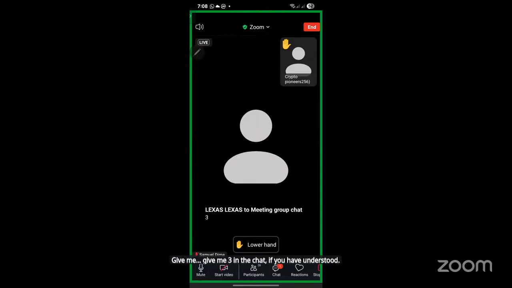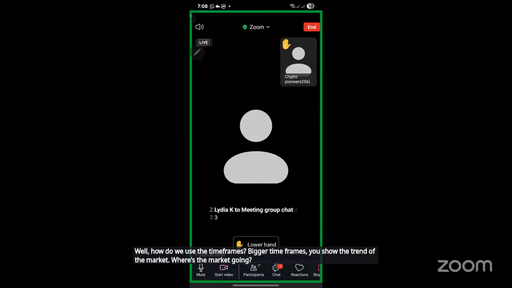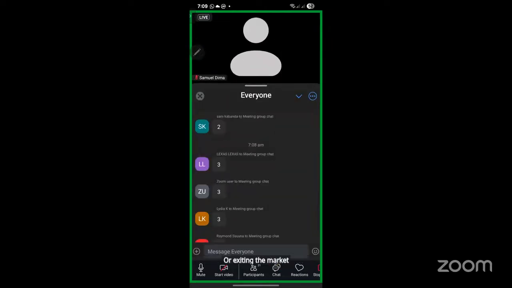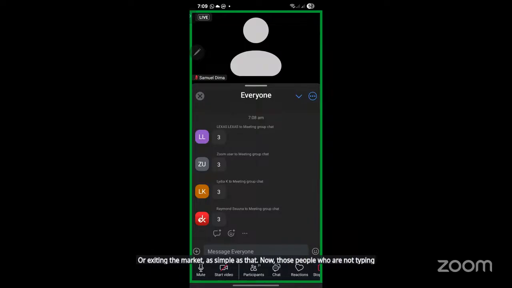Well, how do we use the time frames? Bigger time frames, you show the trend of the market. Where is the market going? Mid time frames, make analysis. Small time frames, confirm your entry or exit in the market. As simple as that.